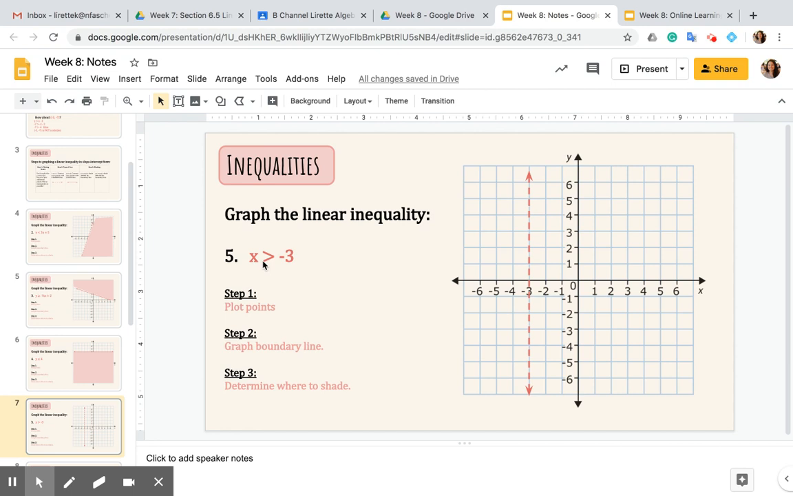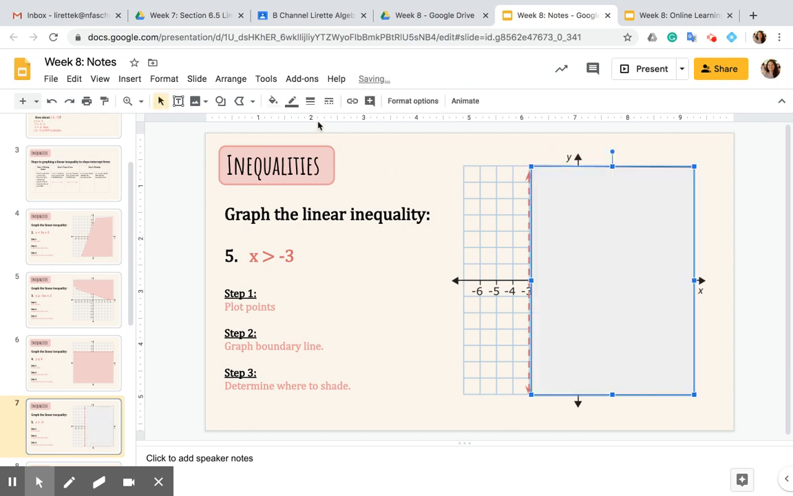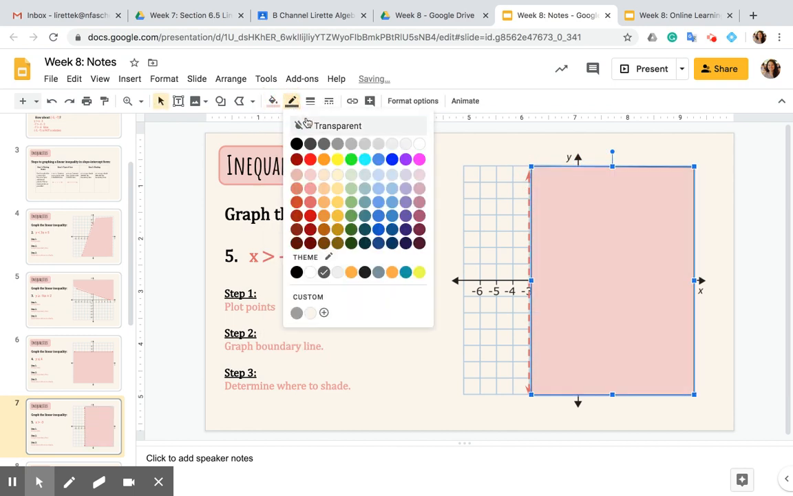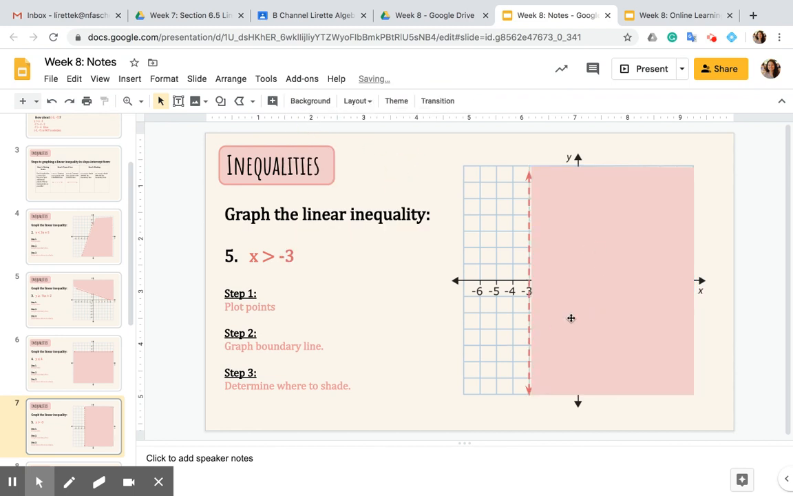The shading is a little bit different for when it's just a vertical line. You can kind of think of it as like a number line. If we were graphing this on a number line, we would do an open circle and we would shade to the right. Same idea here. This dashed line is like our open circle, and then we shade everything to the right of it. So if x is greater than, we shade to the right. If x is less than, we shade to the left. So just think of the number lines from back in chapter 3. Pink and transparent for the outline. Okay.